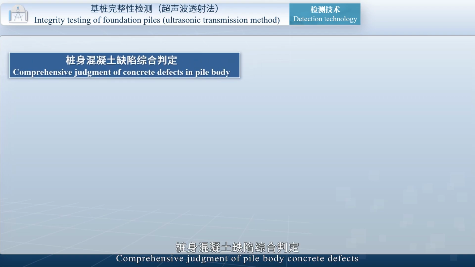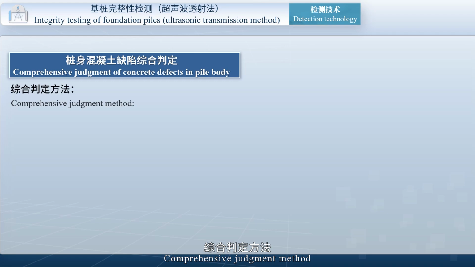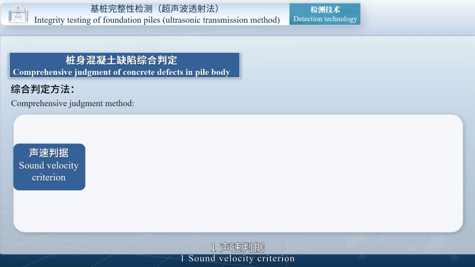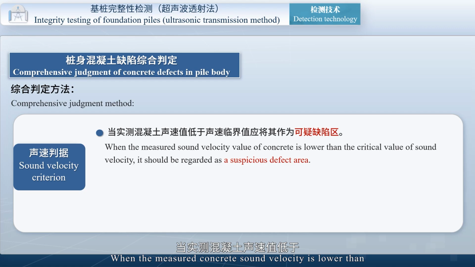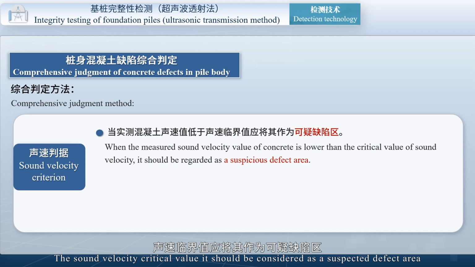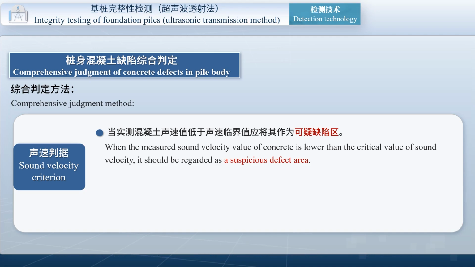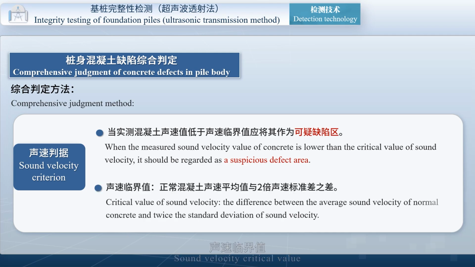Comprehensive judgment of pile body concrete defects. Comprehensive judgment method. 1. Sound velocity criterion. When the measured concrete sound velocity is lower than the sound velocity critical value, it should be considered a suspected defect area. Sound velocity critical value: the difference between the average sound velocity of normal concrete and twice the standard deviation of sound velocity.